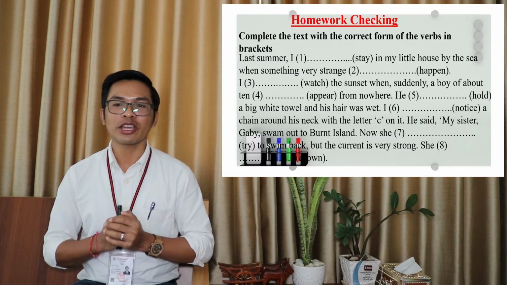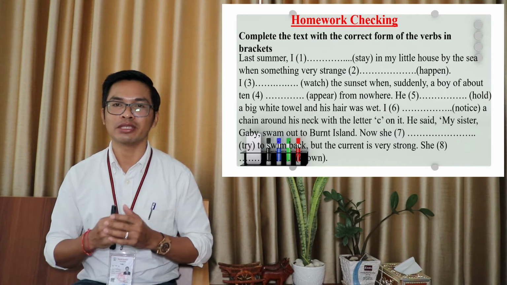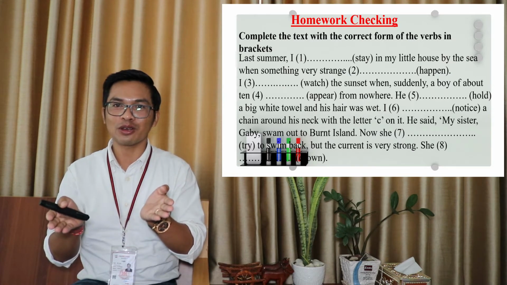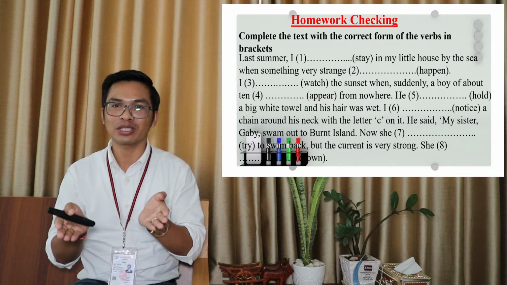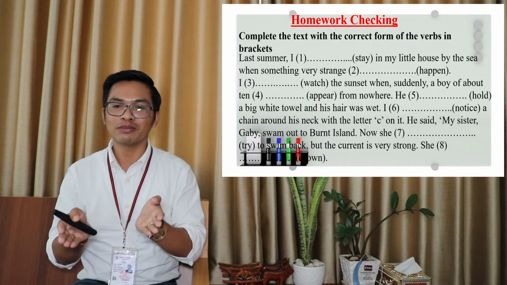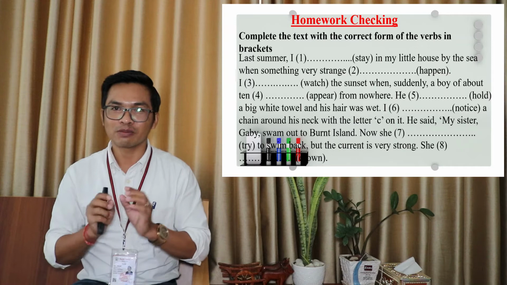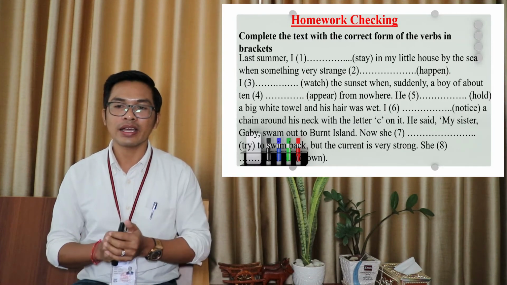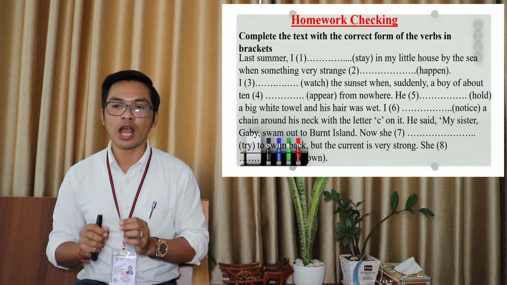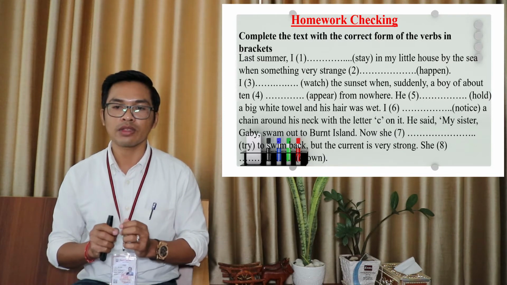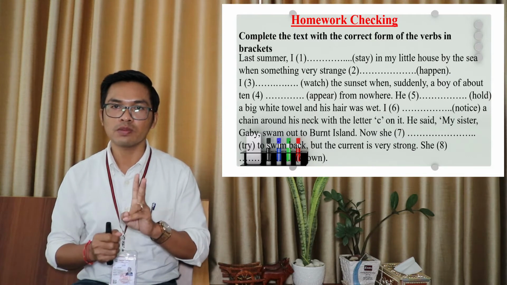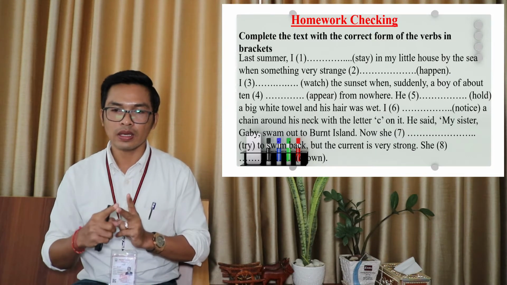1. Complete the text with the correct form of the verb in the predicate. We have predicate again. Last video also we talked about predicate, and here we talk about predicate. So you have to use the verb in the predicate to complete the spaces provided in the example. Last summer, I blah blah stay in the little house by the sea when something very strange blah blah blah happened. So there are 2 spaces here, stay and happen.